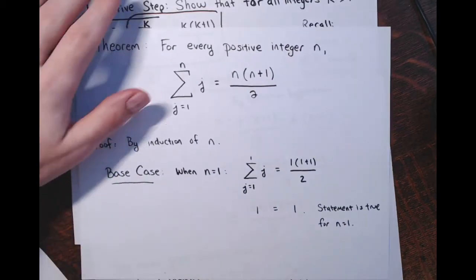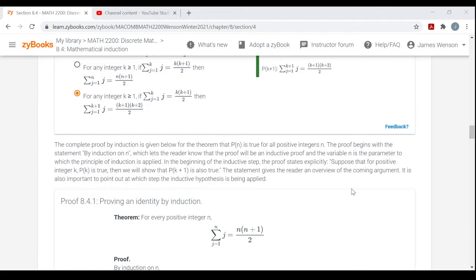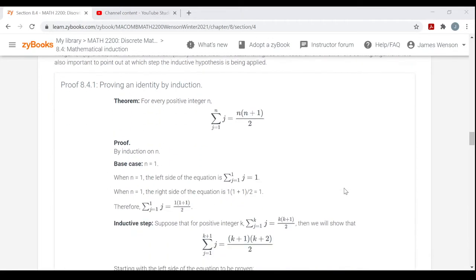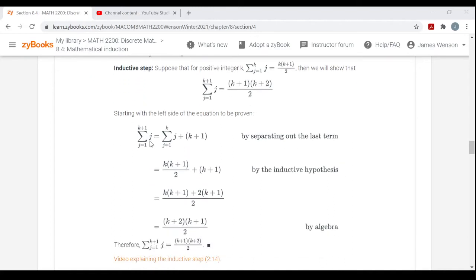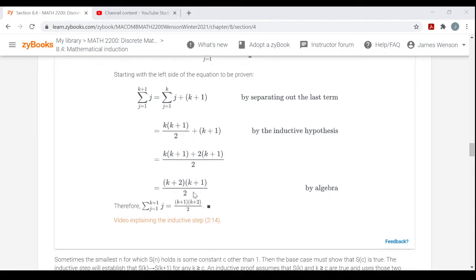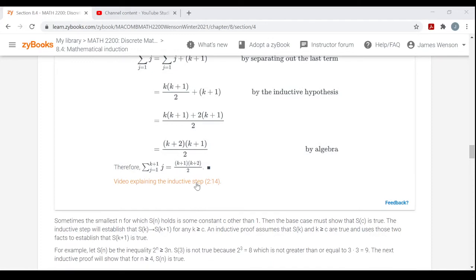Okay. All right, so let me get to another one. That's just one example. We'll do plenty over the next several sections. So they go through the same kind of thing I did there, right? They pull out that last term and use the inductive hypothesis. This sum is equal to k times k plus 1 over 2, and then this is equal to k plus 2 times k plus 1 over 2, which is what we were trying to show. They even have another video on it. If you want to watch them do it, go ahead.